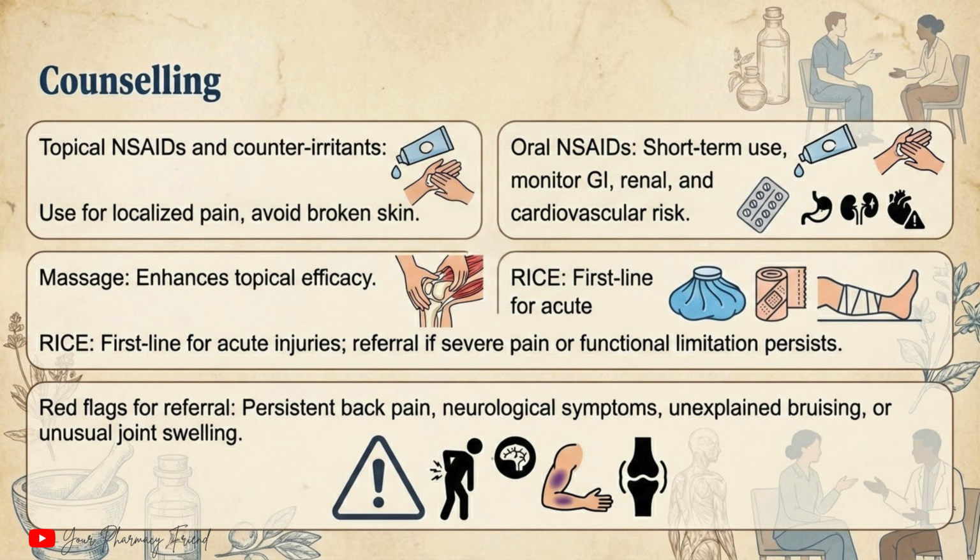For acute strains and sprains, remember the RICE principle: rest, ice, compression, and elevation. This is first-line management and helps reduce pain and swelling. However, patients should be referred if pain is severe, mobility is significantly affected, or recovery is not progressing as expected.